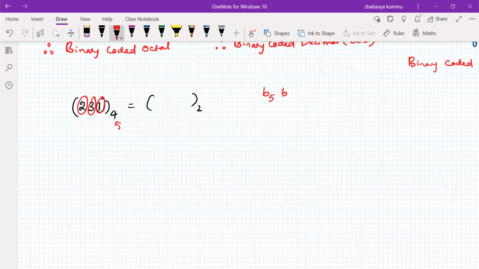B5 B4 B3 B2 B1 B0, something like this is a number I have given. What are its weights? We have to remember the weights: 1, 2, 4, 8, 16, 32. These are the weights, and B0, B1, B2, B3, B5 are the coefficients. These are all the weight values.